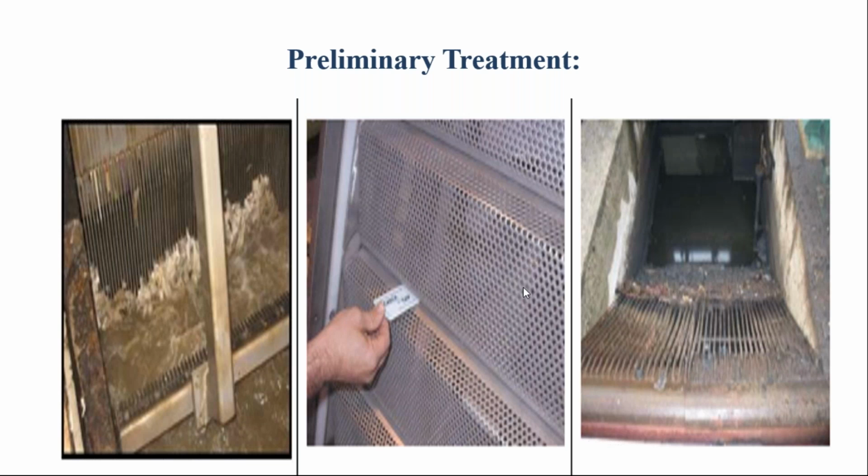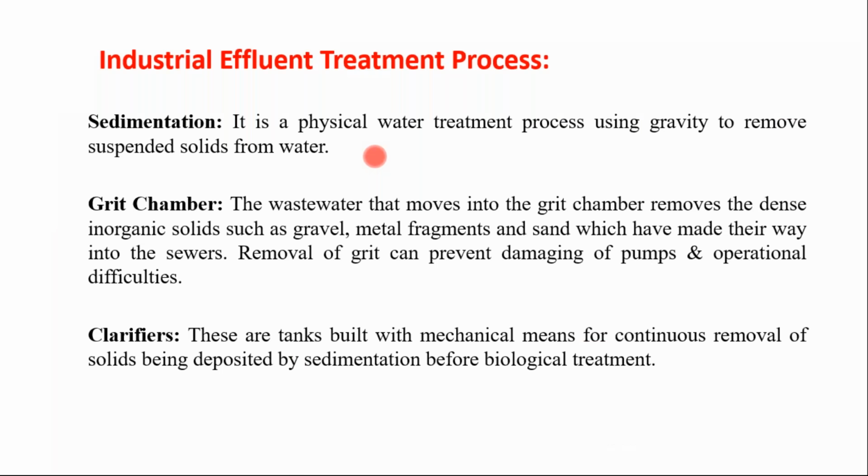Then other preliminary treatments are sedimentation, then grit chamber and clarifiers. Sedimentation, we normally know what exactly the meaning of this is. We have to settle down the different solid particles with the help of gravity. That is called sedimentation. So suspended solids from the water settle down with the help of gravity in the sedimentation facility. Different types of sedimentation tanks are available in the ETP. Then the grit chamber facility is there.